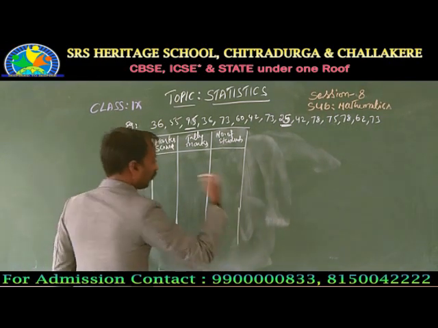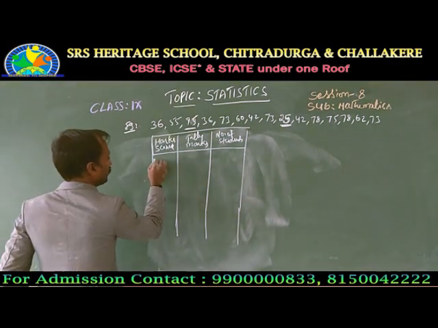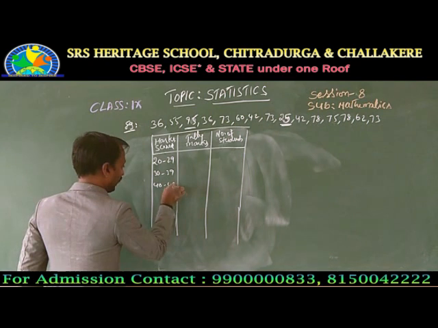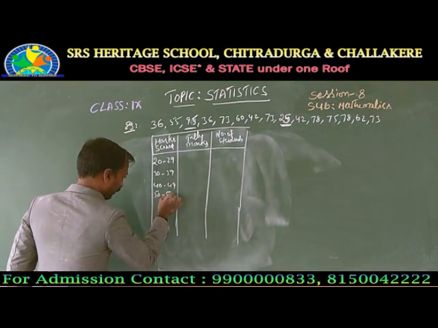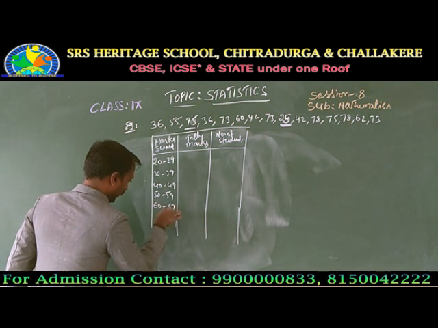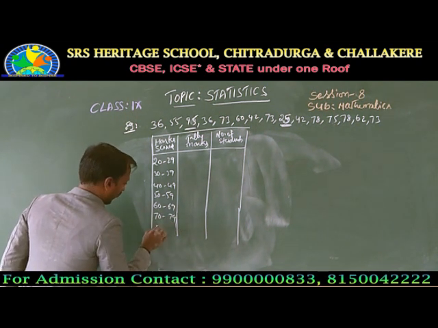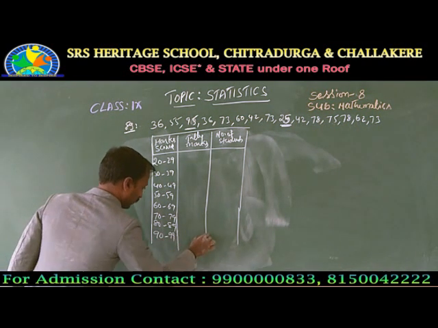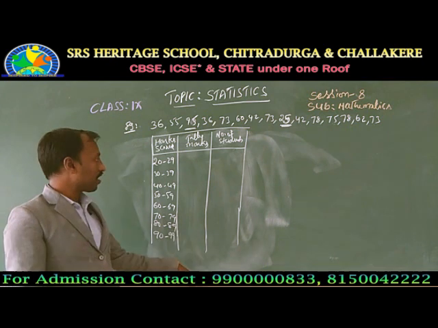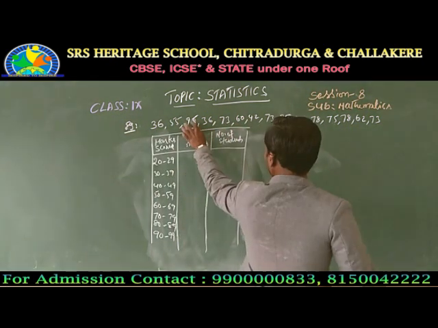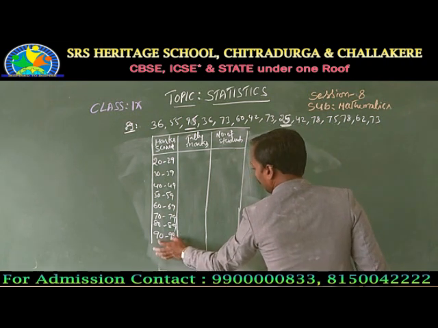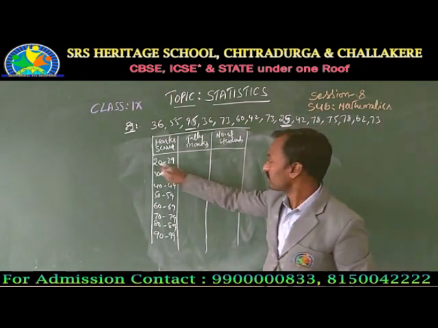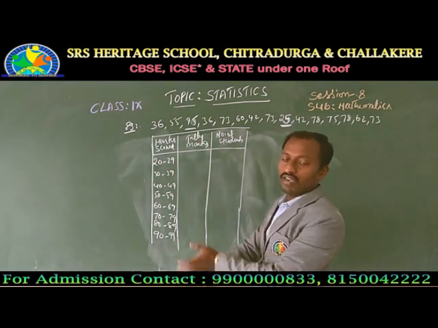So let us go for groups first. We have divided into groups as 20 to 29, 30 to 39, 40 to 49, 50 to 59, 60 to 69, 70 to 79, 80 to 89, and then 90 to 99. Even 100 to 109 also, but the maximum mark here is 95, so 95 will be within this class. And the least mark is 25. Based on the least mark and maximum mark, the classes will be divided.